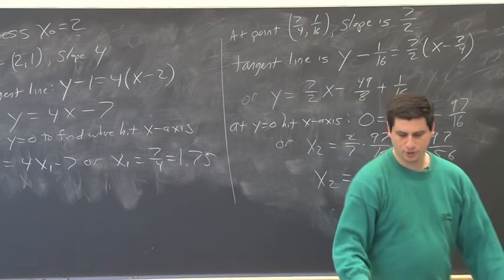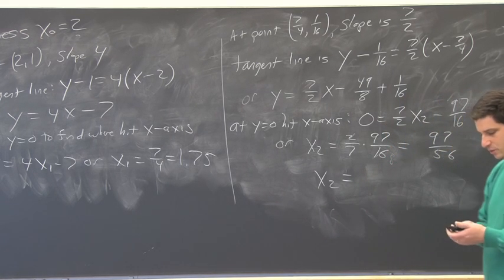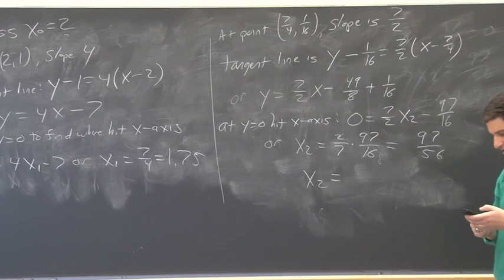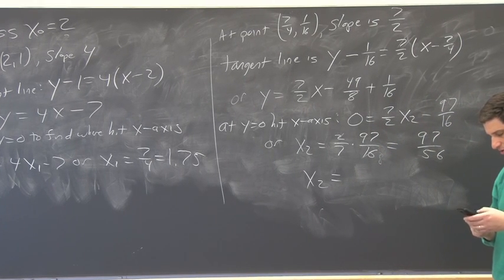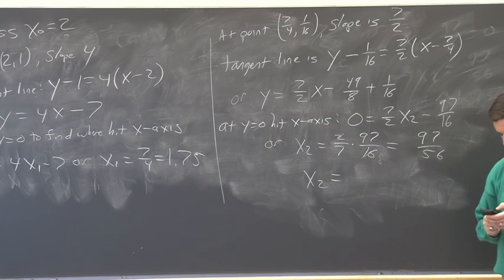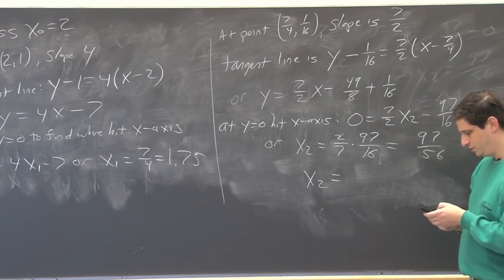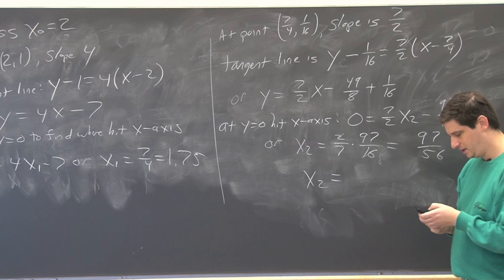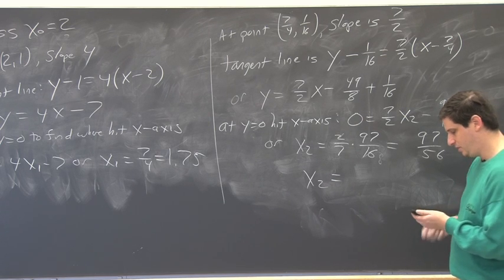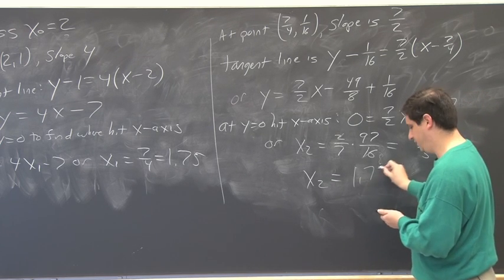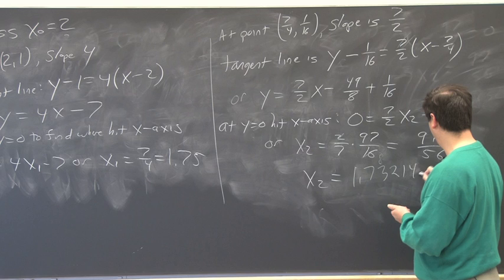All right. So if you go to a calculator, what's nice about this is it's not a horrible calculation to do. This is just the division of two rational numbers. So now what we want to do is 97 divided by 56, and we get 1.73214 and so on.